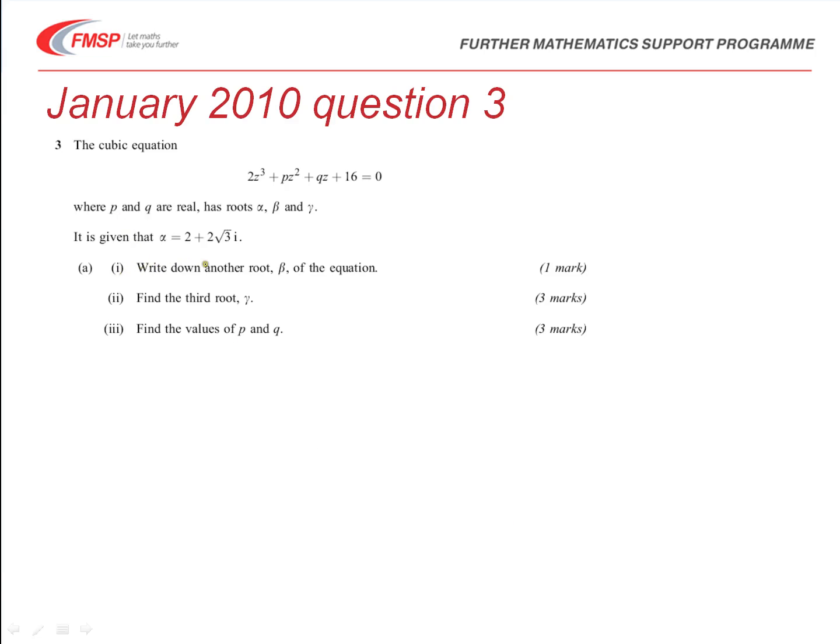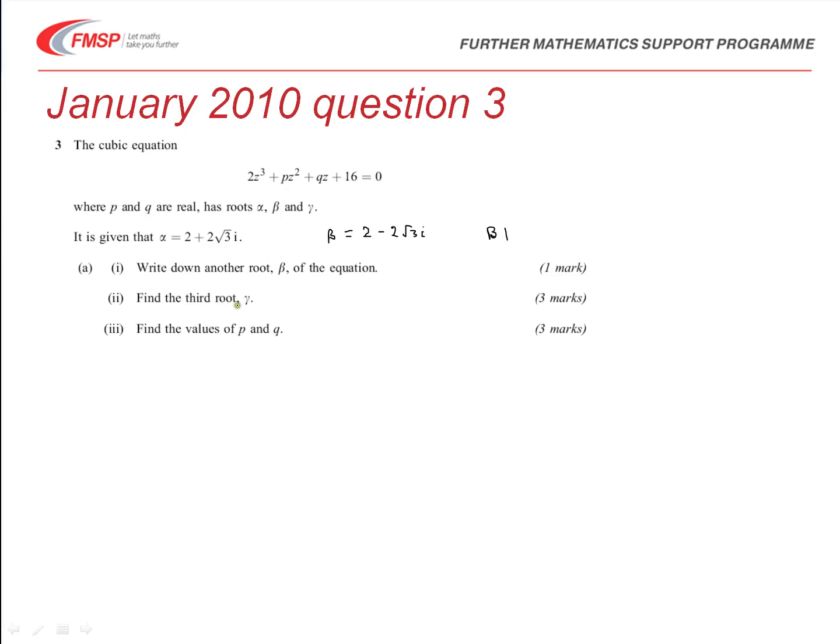Well, in part 1 we said that because the coefficients are all real, the roots are conjugate pairs. So if alpha is equal to 2 plus 2 root 3i, then we know straight away that beta must be equal to 2 minus 2 root 3i. Very straightforward, that first part. And for writing that statement you get 1 mark.